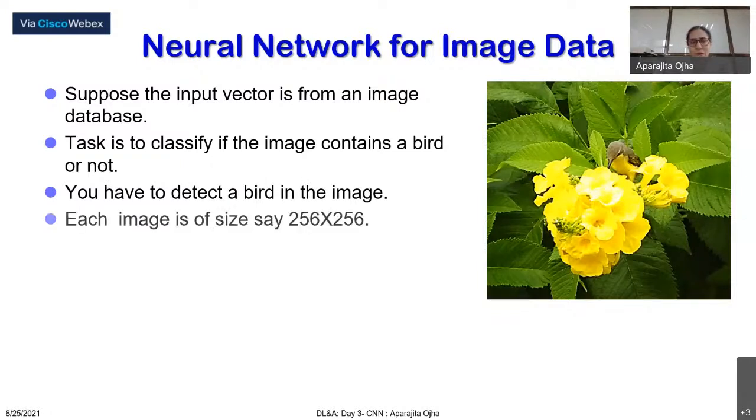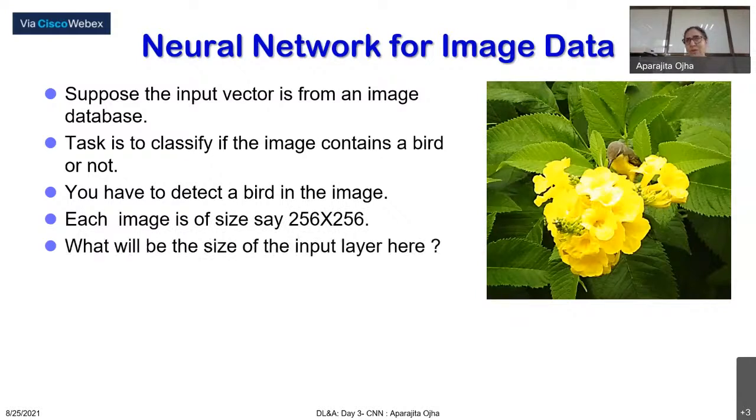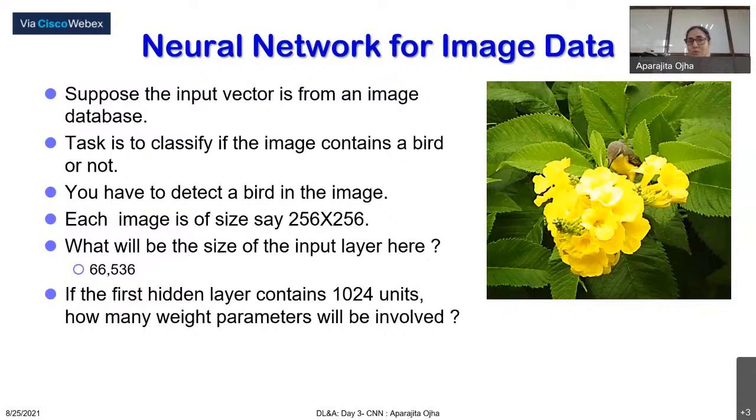Now, because the image is of size 256 cross 256, if you consider an ordinary multi-layer perceptron, what will be the size of the input layer? That will be 256 cross 256, that is 65,536. That will be the dimension of the input layer. That means each sample has 65,536 features. And if the first hidden layer contains, say, 1024 units, how many weight parameters will be involved?